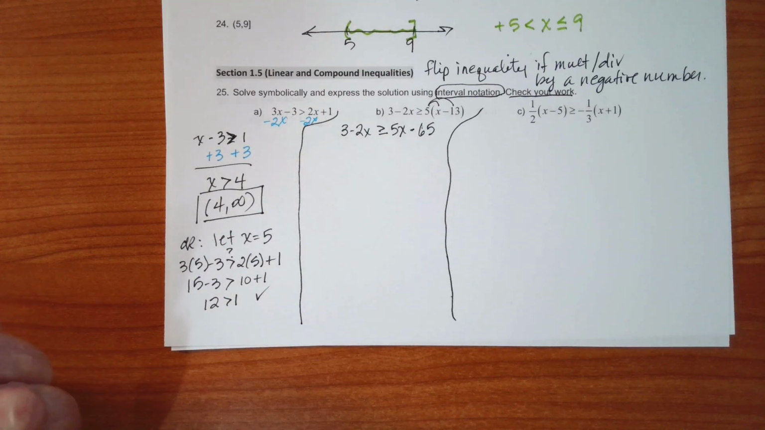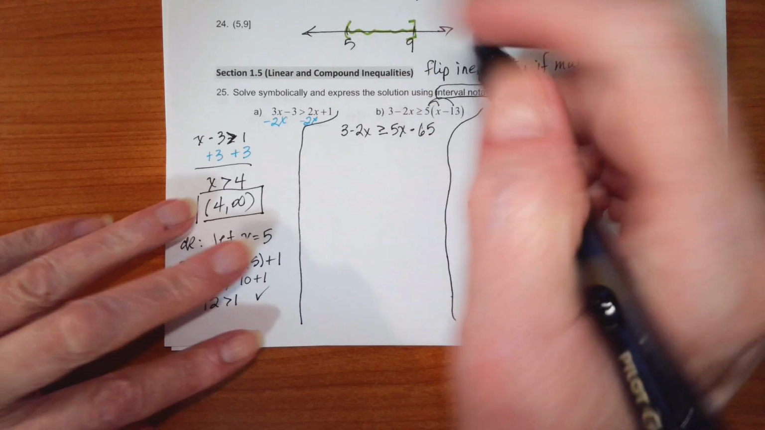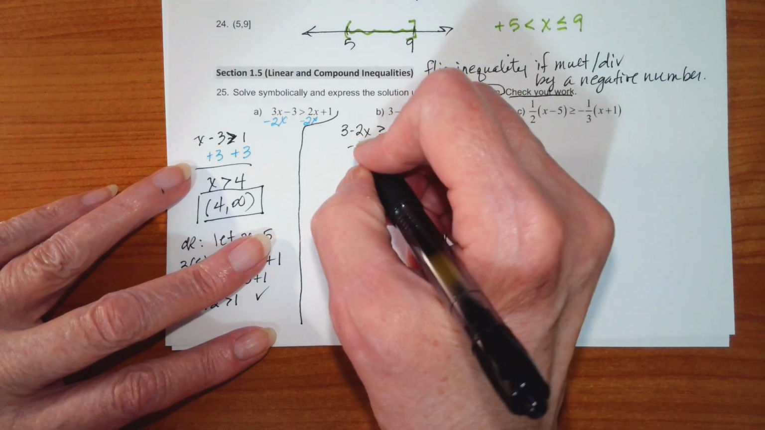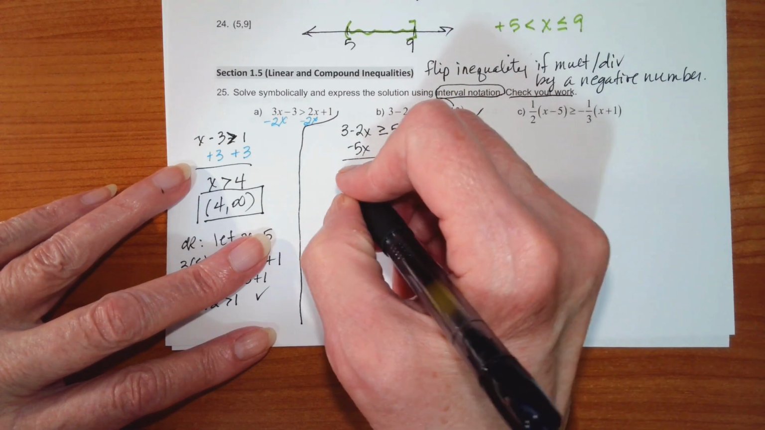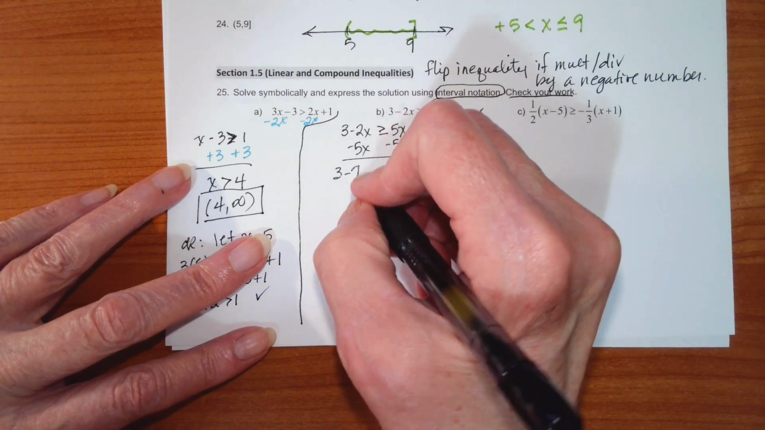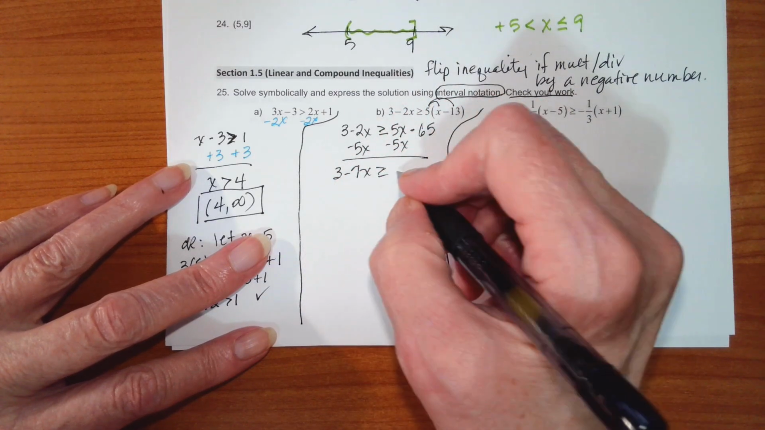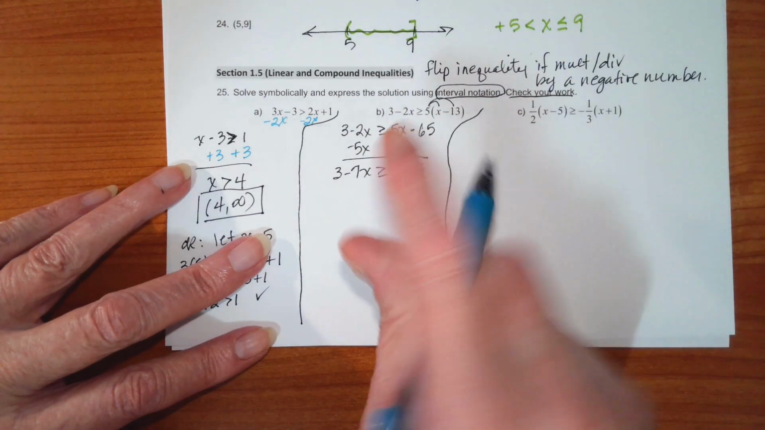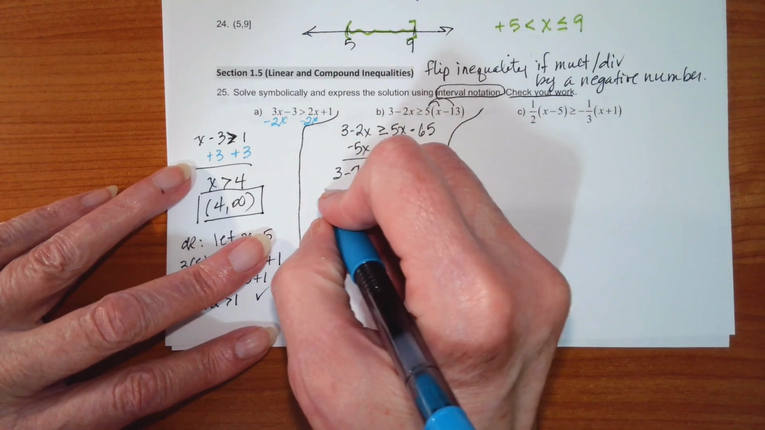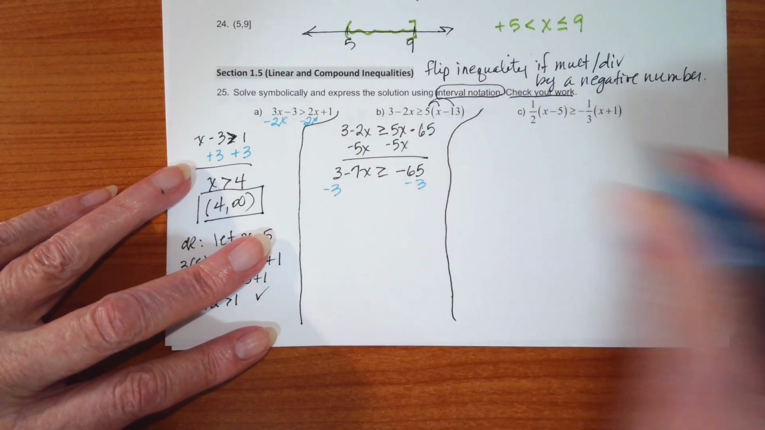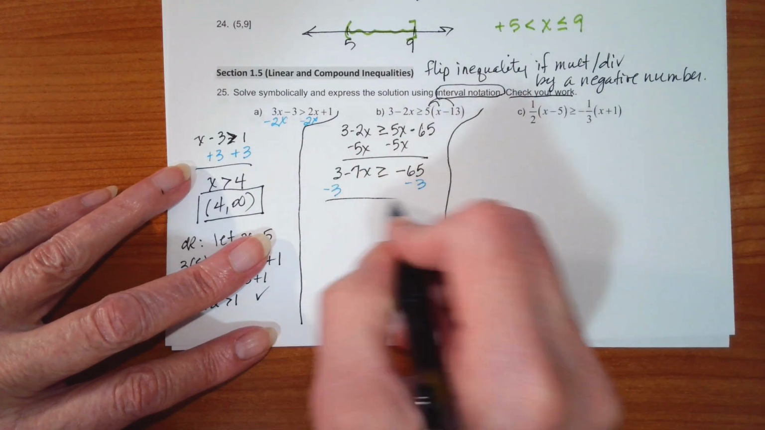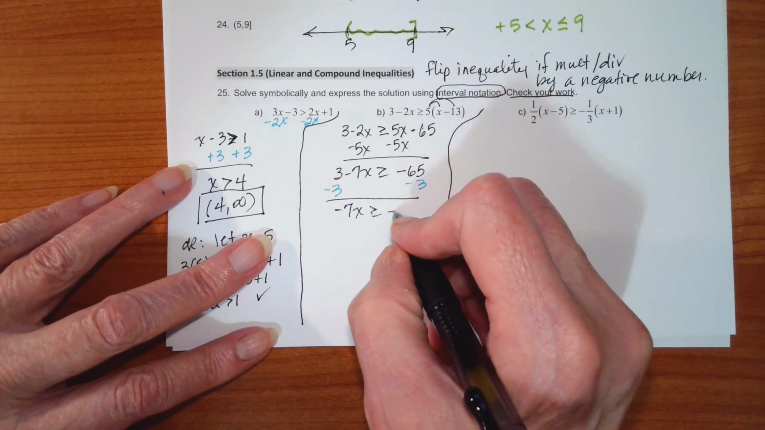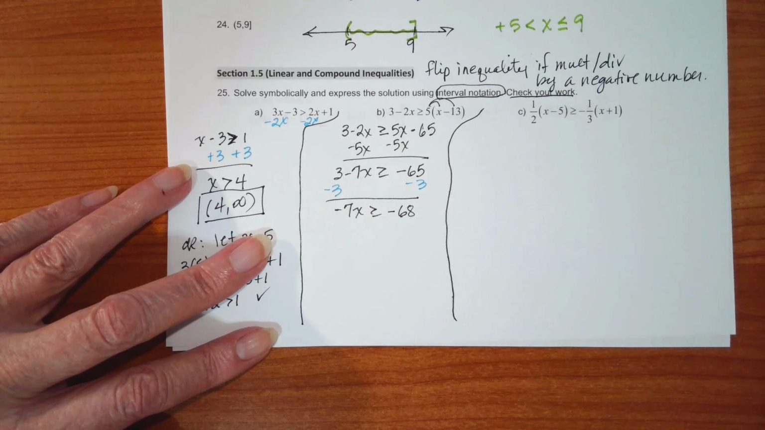Okay, I still like having the variables on the left, so I'm going to subtract 5x from both sides. That gives me 3 minus 7x is greater than or equal to negative 65. Okay, I want this by itself, so I'll subtract 3 from both sides. And that gives me negative 7x is greater than or equal to negative 68.